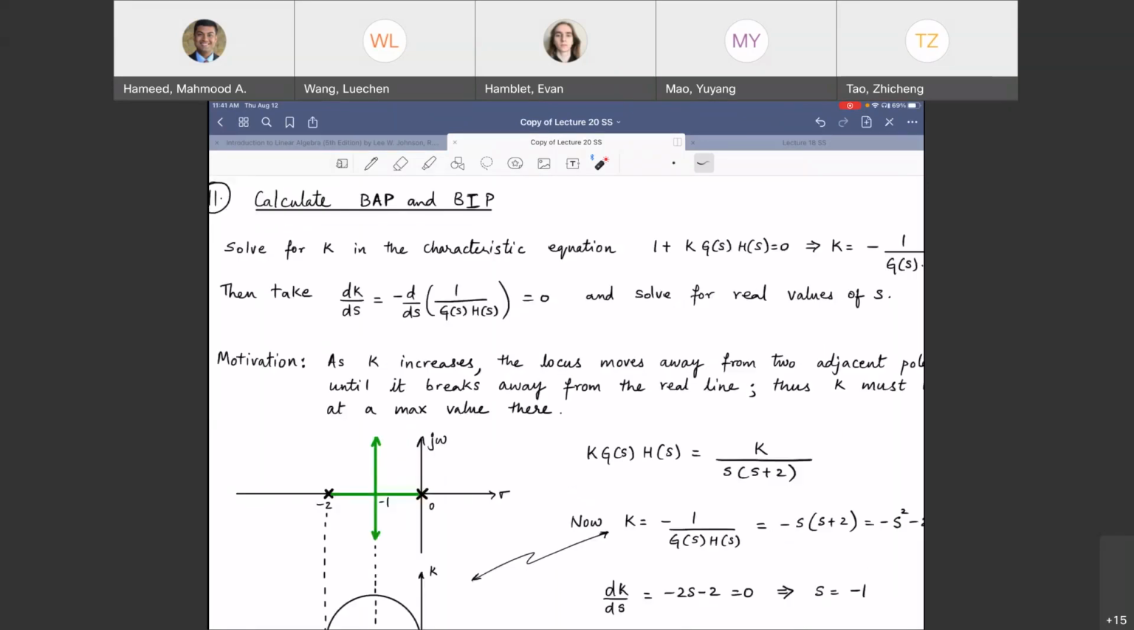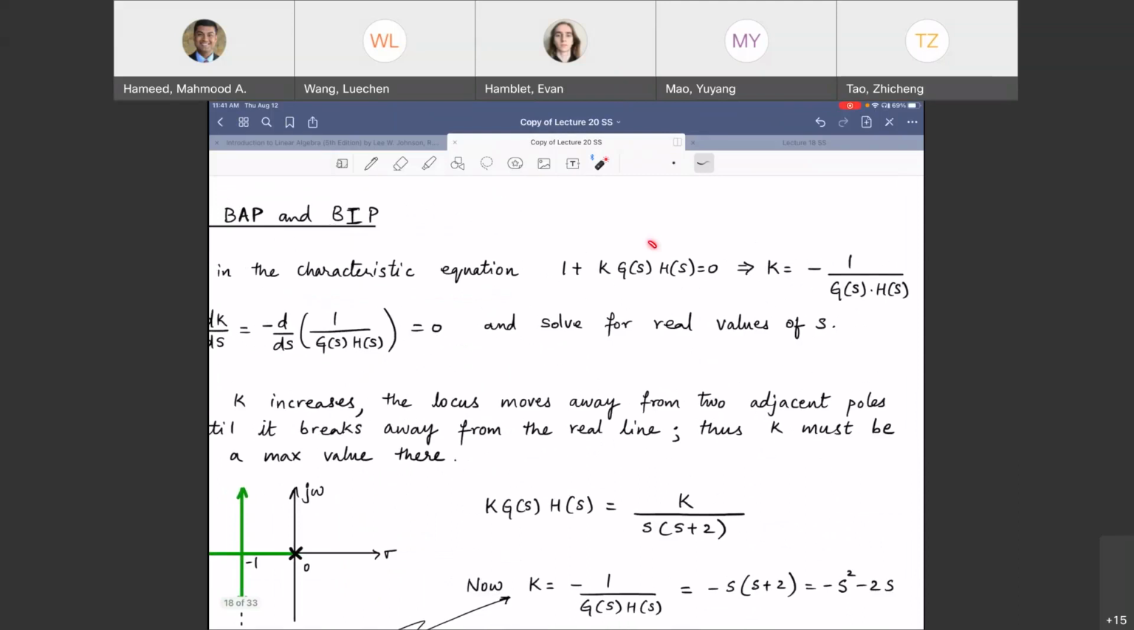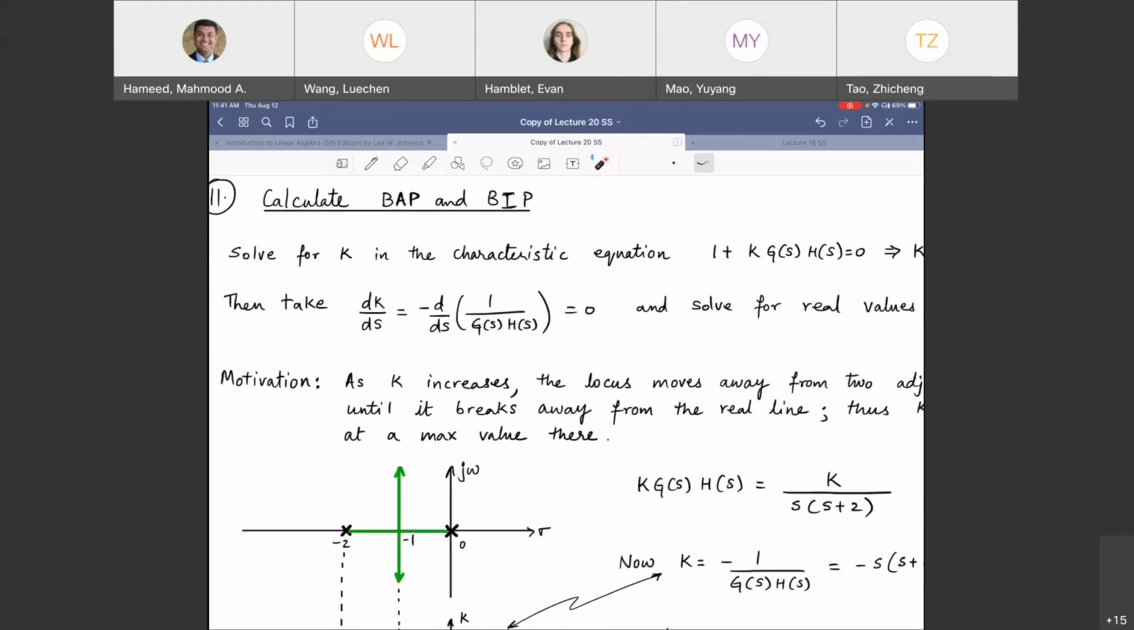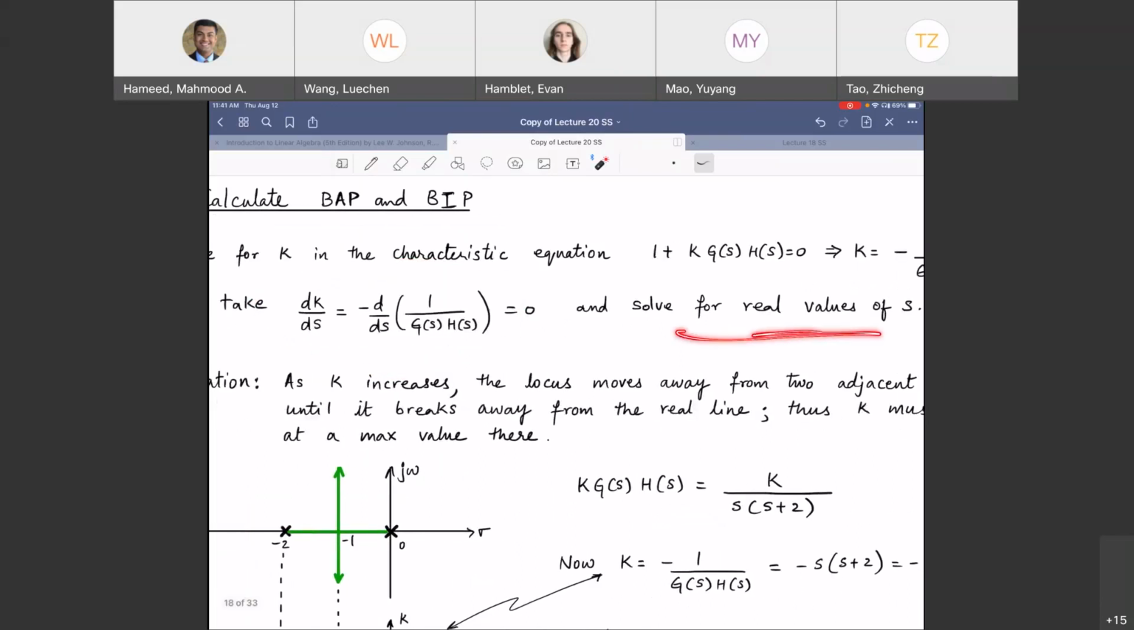So what we do is this. Solve for k in the characteristic equation. The characteristic equation is 1 plus k g(s) h(s) equals 0. So using the magnitude criterion, you can write the k value as -1 divided by g times h. We have seen this before. Now, we have also seen that if you take the derivative of k and set it to 0, then you are tracking the variation of k with respect to s on the real axis, because you are solving for the real values of s.